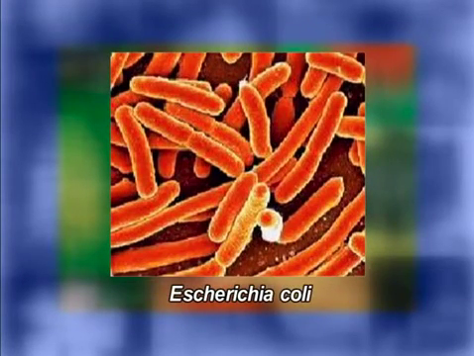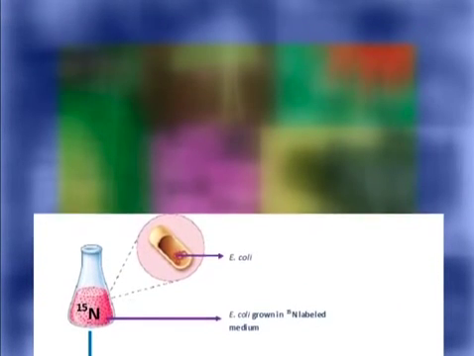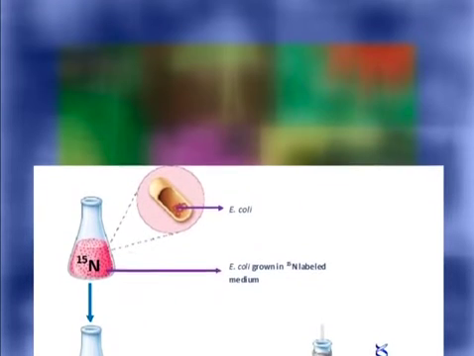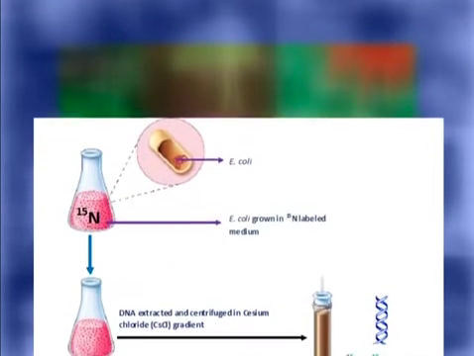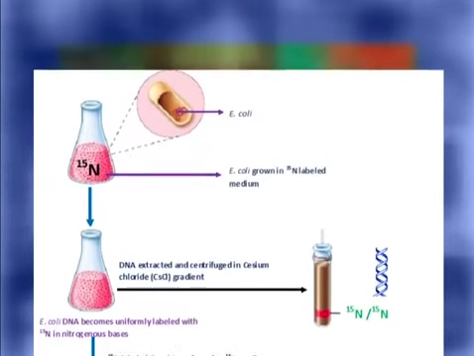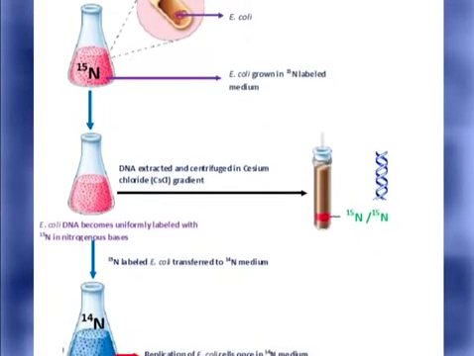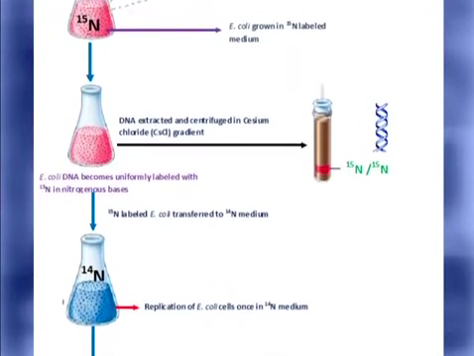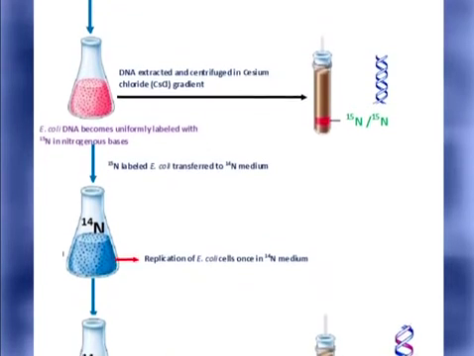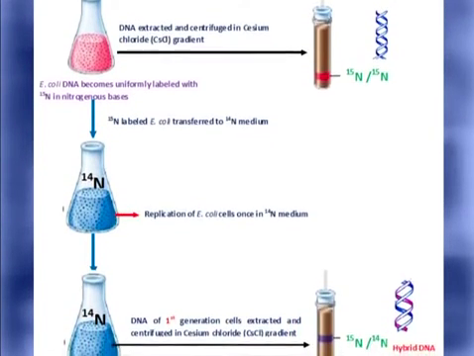in 1958. Meselson and Stahl grew Escherichia coli, or E. coli, cells for many generations in a medium containing the heavy isotope of nitrogen, that is N15, instead of the normal light isotope of nitrogen, that is N14. These cells were then transferred to fresh medium containing only the N14 isotope. Here, they were grown till the doubling of their population.